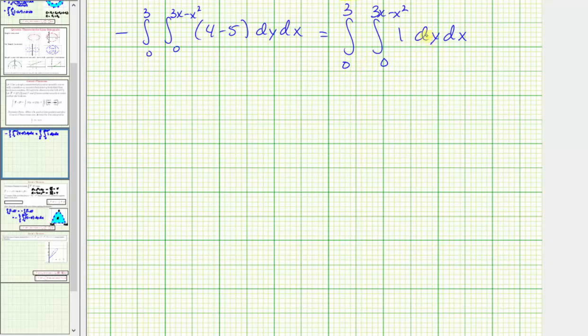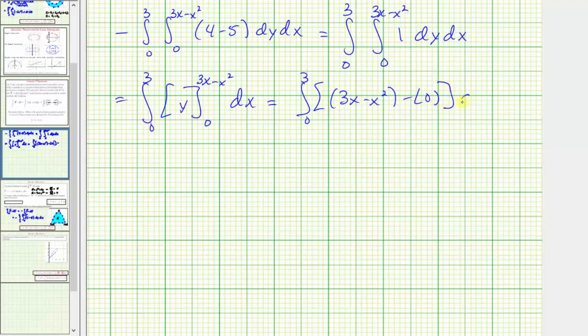So we first integrate with respect to y, so the antiderivative is just y. So F(b) minus F(a) is just going to be the quantity 3x minus x squared minus 0. Integrating with respect to x, we're going to have 3 times x squared divided by 2, or 3/2 x squared, minus x to the third divided by 3, or 1/3 x cubed.